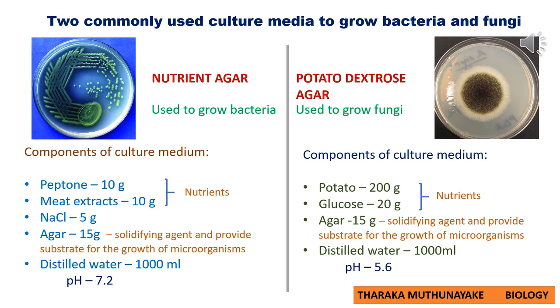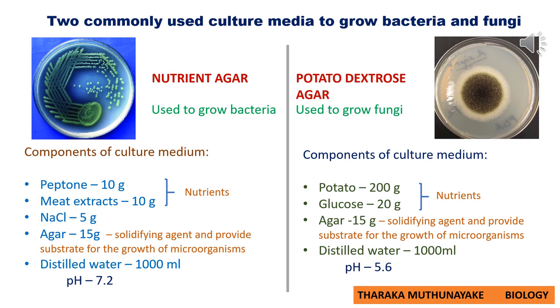As we said earlier, there are two commonly used culture media to grow bacteria and fungi. Those are nutrient agar medium and potato dextrose agar medium. This nutrient agar medium is used to grow bacteria, and this potato dextrose agar medium is used to grow fungi. Okay, we will consider the components of this culture media separately.